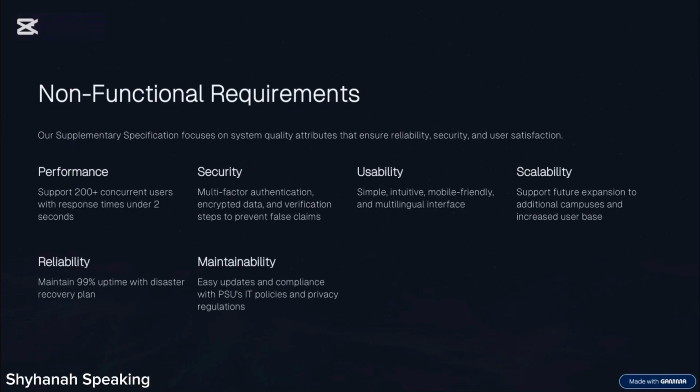Next, I'll be explaining the non-functional requirements. These requirements focus on system quality. For performance, the system must support at least 200 concurrent users and respond within 2 seconds. For scalability, it must support future expansion, such as additional campuses.